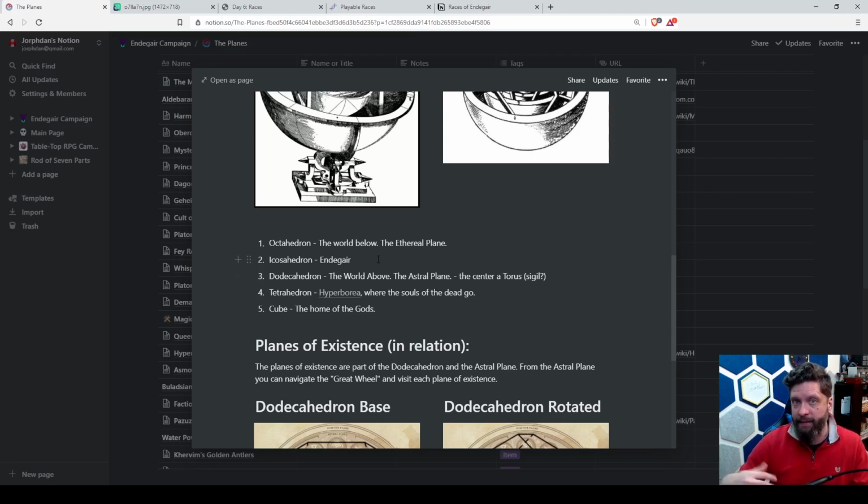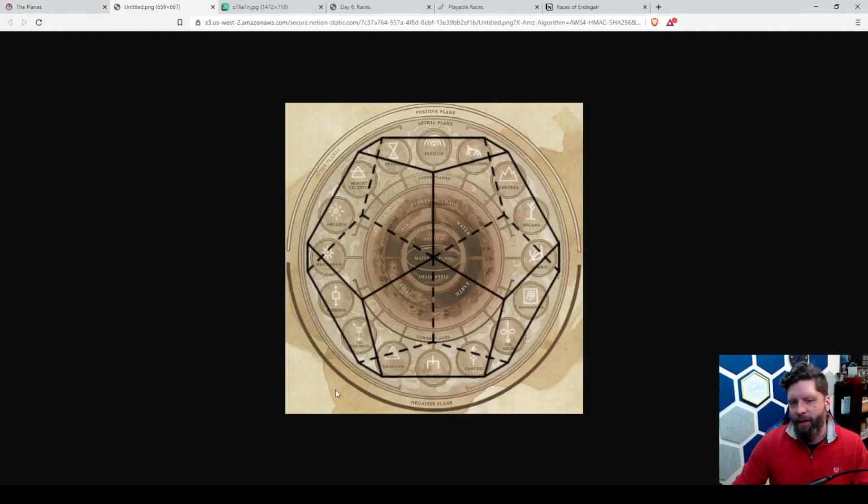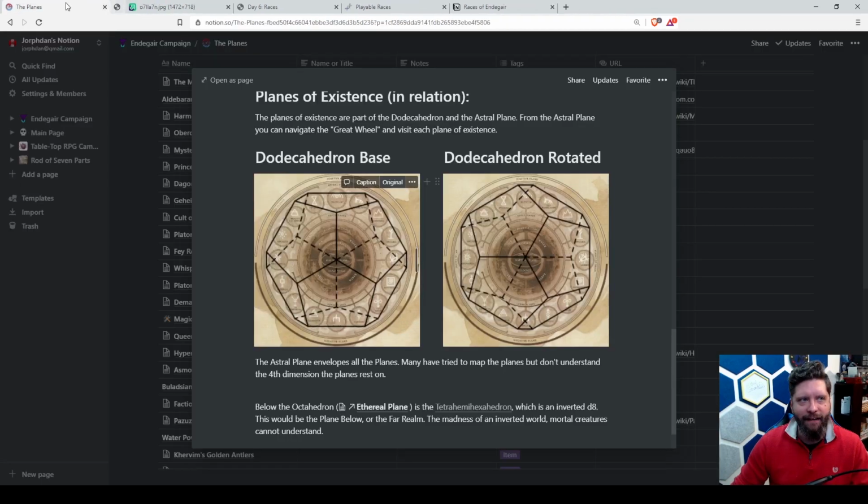The icosahedron is Endigar. So one step up from the ethereal plane is the prime material, or Endigar. One step up above that is a dodecahedron, the world above, or the astral plane. And I liked this idea. The more I was thinking about it, I took the idea of an astral plane being a dodecahedron and overlaid it over the Great Wheel cosmology, and it really made me smile that it sort of lined up. We have the interconnecting points and things like that, all centered around the prime material plane here. So that was fun. I liked that it worked out.